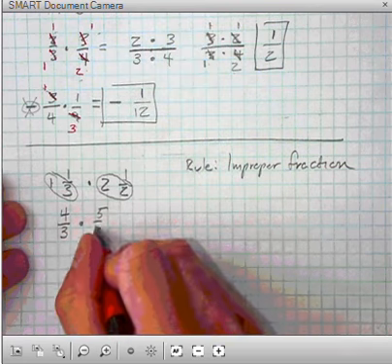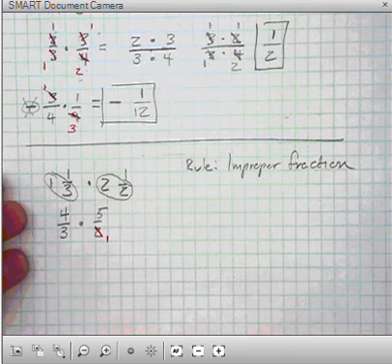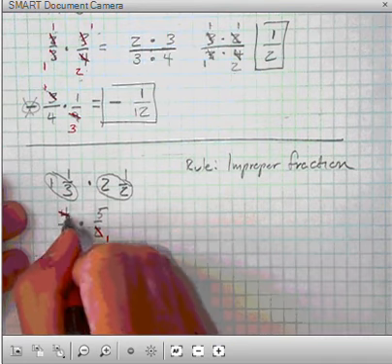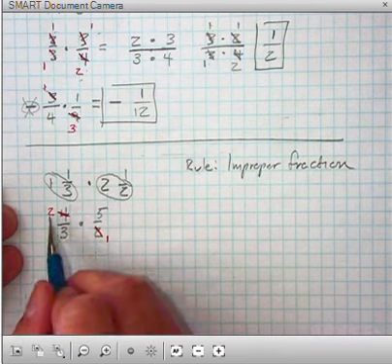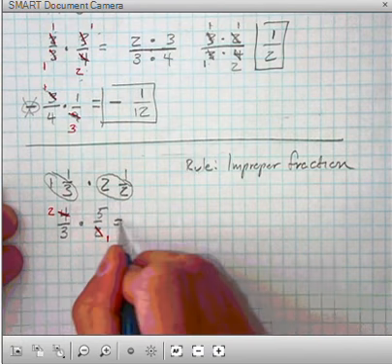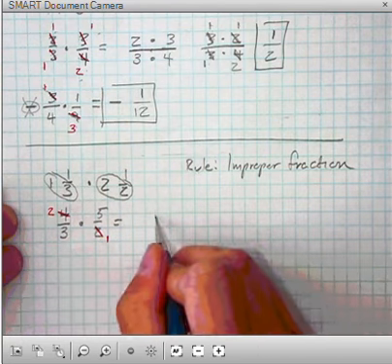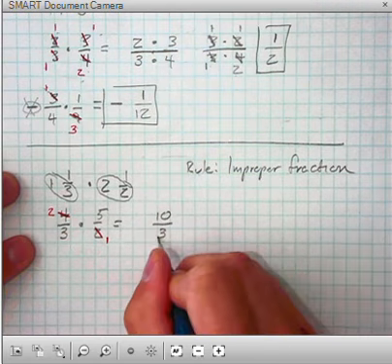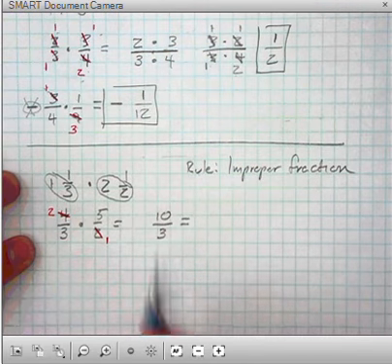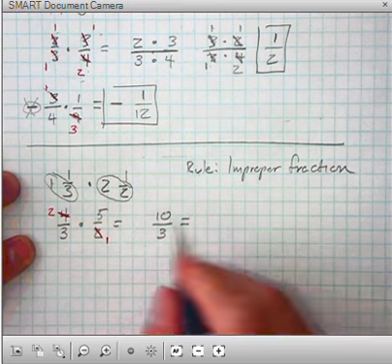Sure, yeah. 2 goes into 2 one time evenly. 2 goes into 4 2 times evenly. Anything else? Nope, that's it. So now I'm going to do 2 times 5, numerator times numerator, gives us 10. 3 times 1 gives us 3. That's an improper fraction, so make it a mixed number.